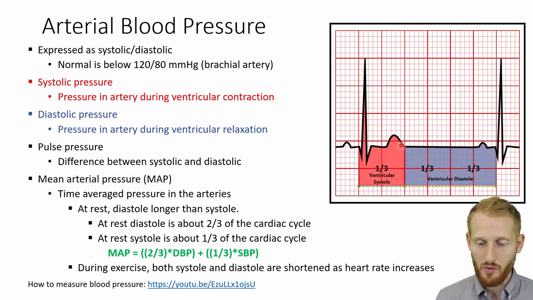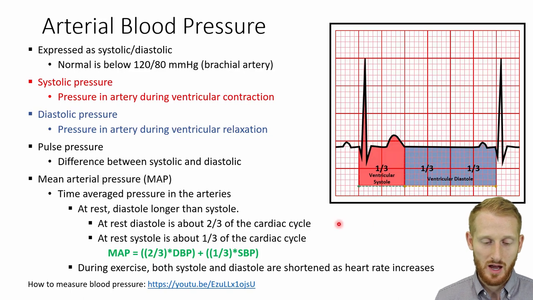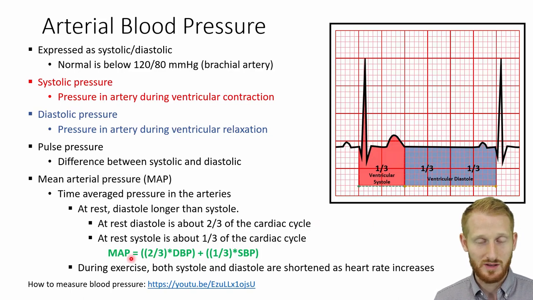So notice it's about one third of the time that you're in systole and about two thirds of the time that you're in diastole. Right? Because of this normal relationship where it's one third and two thirds of the time, we calculate mean arterial pressure as two thirds times diastolic blood pressure plus one third times systolic blood pressure. So again, that one third and two thirds make it somewhat of a time average mean.